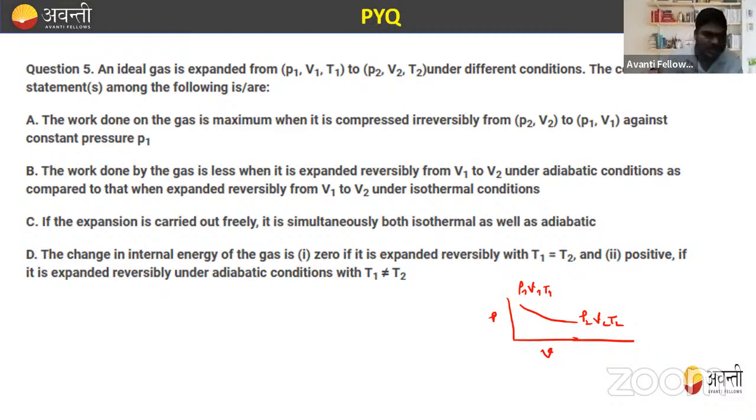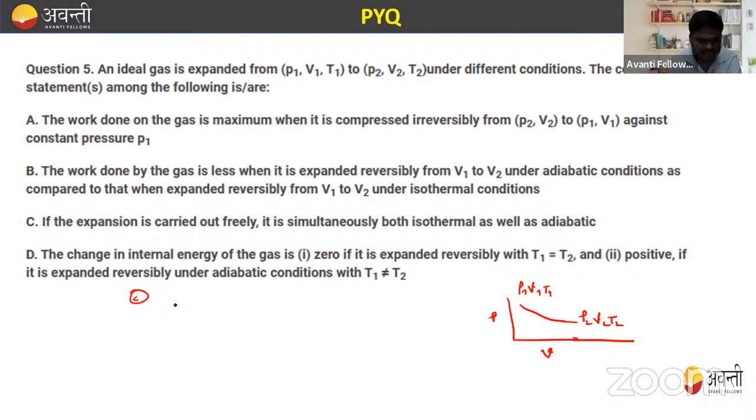Work done is negative when the work is done on the system. Work done is positive for the adiabatic work and for the isothermal reversible work done by the gas. Now, let's see whether option C is correct or not.